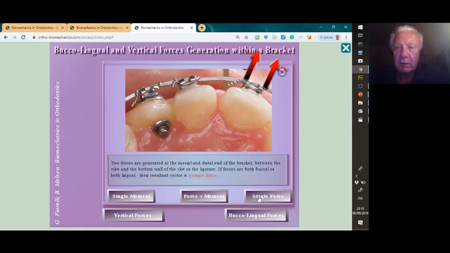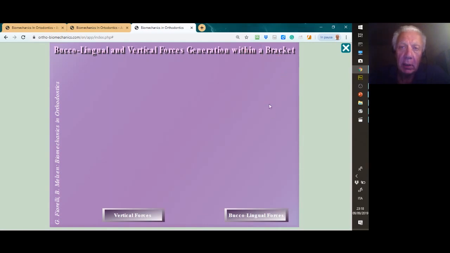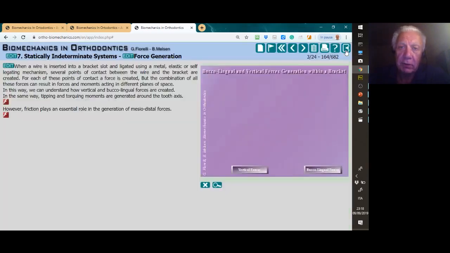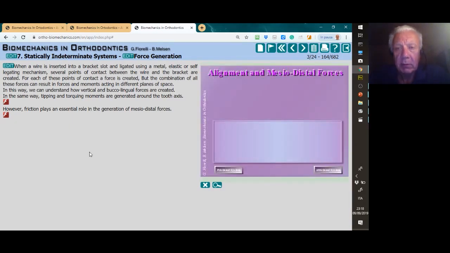Or you can have a single force if the two forces are both to the ligature or both to the bottom of the slot, and so you can produce a single force. So these forces I've been showing now are buccolingual, and moments are of rotation. You can also produce in edgewise system mesiodistal forces, and they work like this.